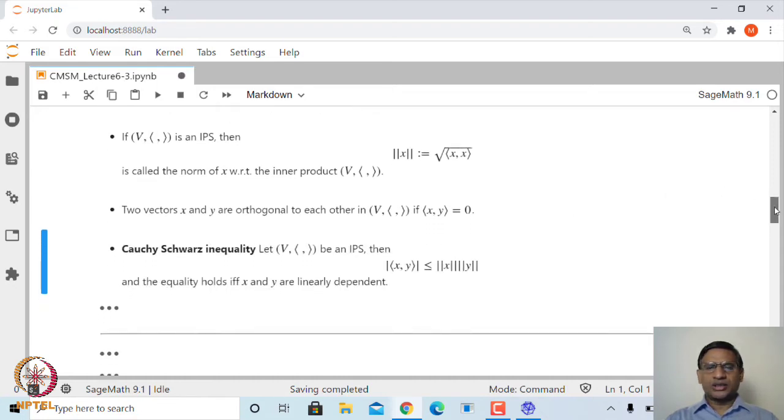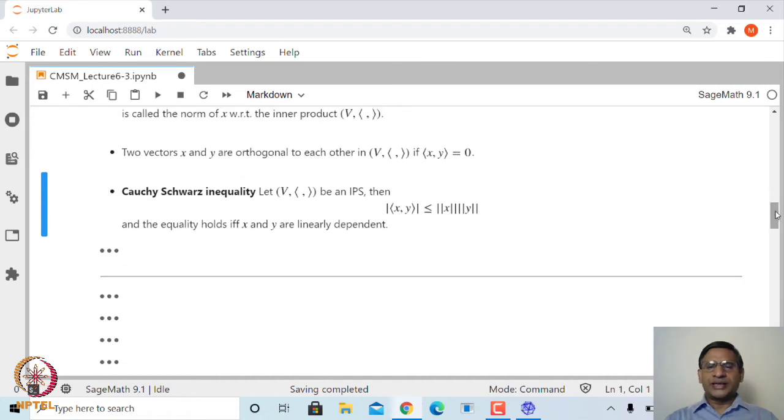And then this norm and inner product are related by a very important inequality, which is known as the Cauchy-Schwarz inequality. And what does it say?